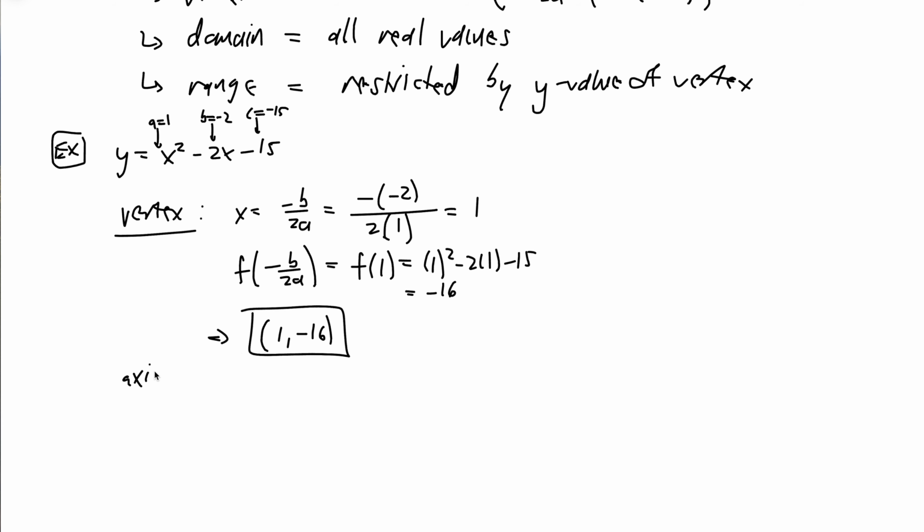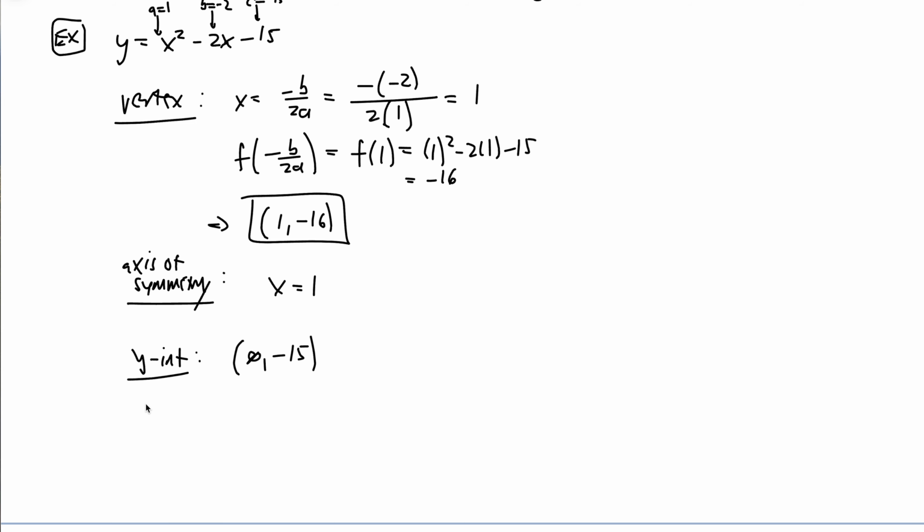Okay, once you have the vertex, you have your axis of symmetry, right? So my axis of symmetry here is going to be x equals 1, right? It's the line x equals 1. I also want to get my y-intercept. Remember, the y-intercept is your c value. So pretty easy here. It would just be negative 15. So we can put it as a coordinate, 0, negative 15.